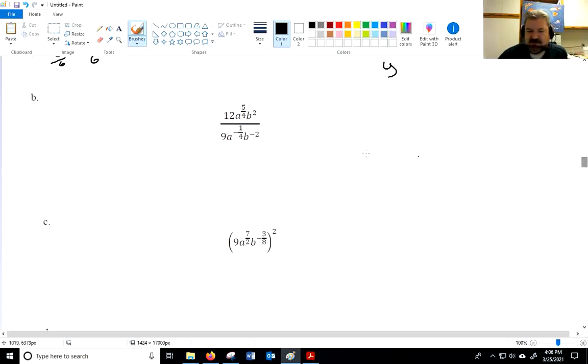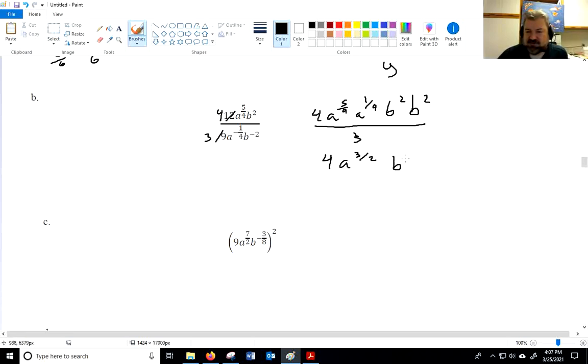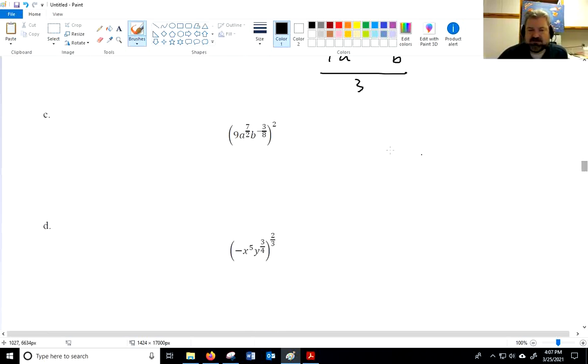All right, on the next one, we reduce 12 and 9 by 3, giving you 4 over 3. So this is 4a to the 5/4. I'll go ahead and move this a up. And I will move the negative 2 up as well. And all I'm left on the bottom is a 3. So 4a, 5/4 plus 1/4 is 6/4, which is 3 halves. And then this becomes b to the 4th over 3.